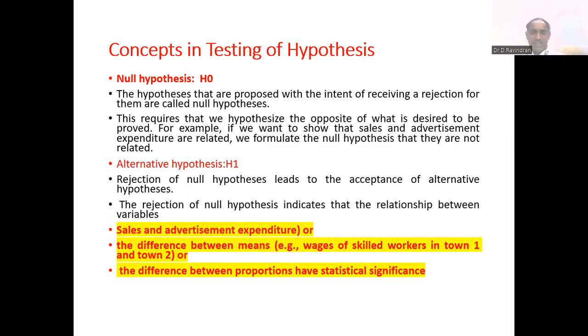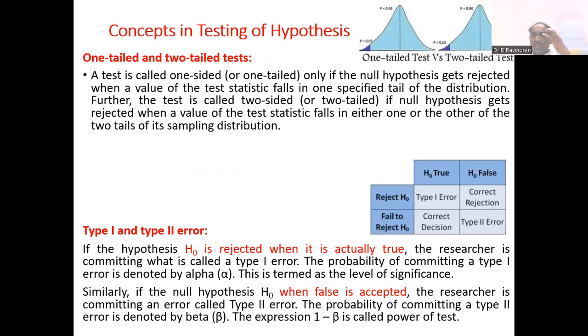For example, here I say sales and advertisement expenditure. If I say sales and advertisement expenditure, that's how I relate the difference between means. What is the mean of the sales and advertisement, or otherwise wages of skilled workers in town 1 and town 2, or there can be a difference between proportions that has statistical significance. So anyway, we can write the hypothesis; there is no rule this way. These are the suggestions given by your guide or the reviewers, but there are a lot of ways to write a hypothesis. It depends upon the template given by your universities. These will also be explained later by our faculties explaining statistics.